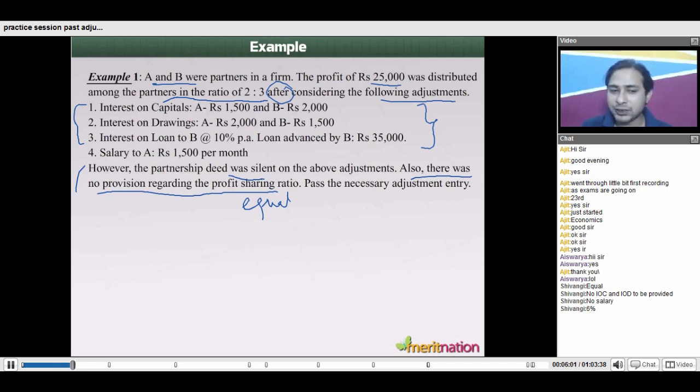Please guys, do participate. This is a very good session, so let's make it more interactive. I need more energy level from you guys. Come on. Fine. So, all the answers from Shivangi exactly right. No interest on capital, no interest on drawing, no interest on loan at 6% and no salary. Why? Just because of 2 words. You know why? Because the partnership deed was silent.